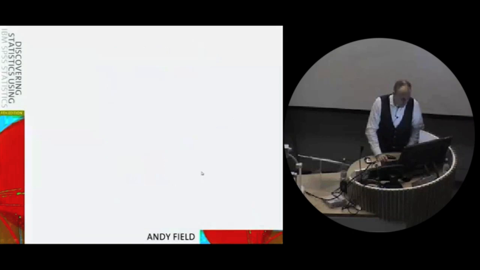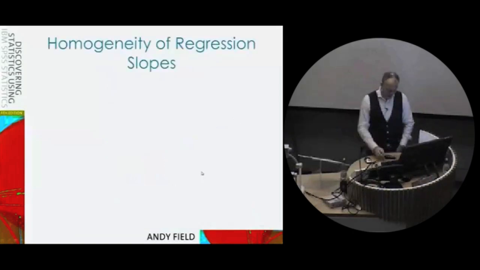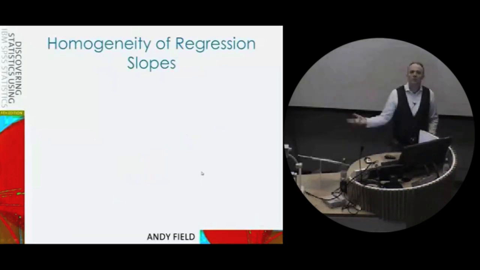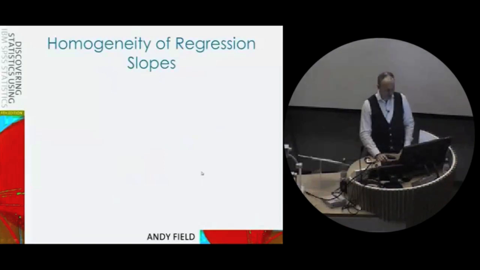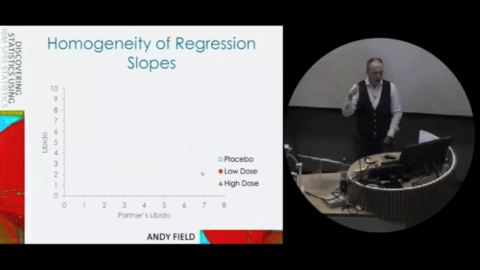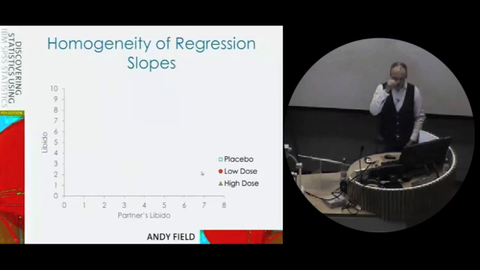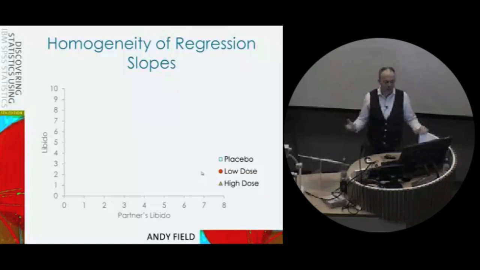Now, the slightly unfortunate thing is when you do ANCOVA, there is an additional assumption that you have to test. This is known as the assumption of homogeneity of regression slopes. Horrible name, which makes it sound horribly complicated. But essentially, we've just looked at the relationship between partner's libido and the participant's libido. All homogeneity of regression slopes means is that that relationship should be the same across our different experimental groups.